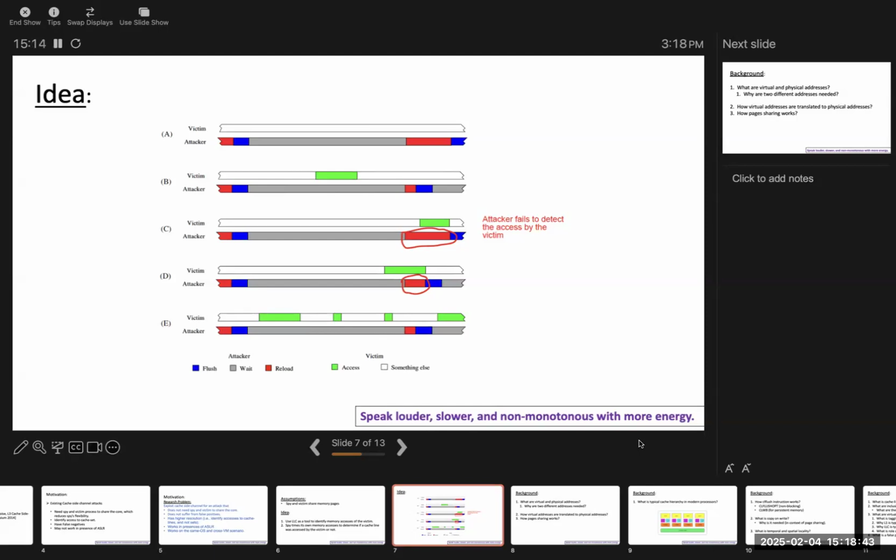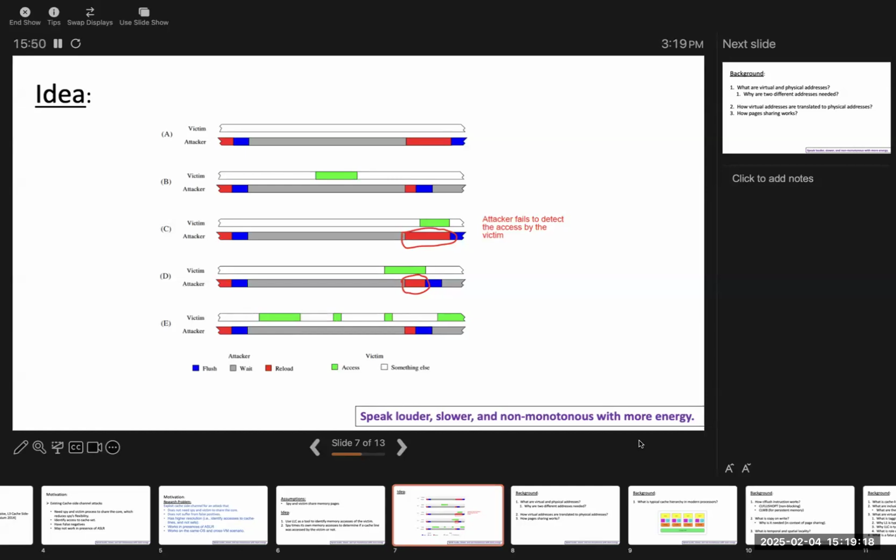Okay, so this is the spy running here, and this is the victim running here. The general approach is that the spy will first flush, and the basic assumption is that both of them are accessing the same memory address. We'll address that in more detail later, but for now, let's assume that both are accessing the same physical address.